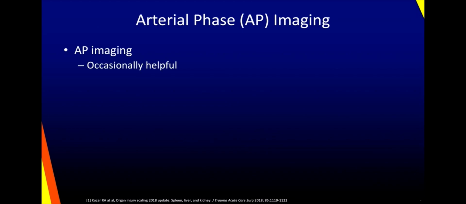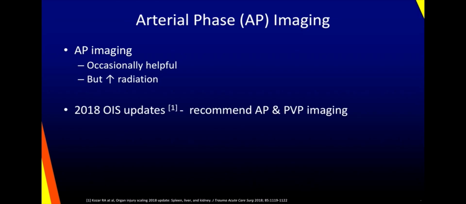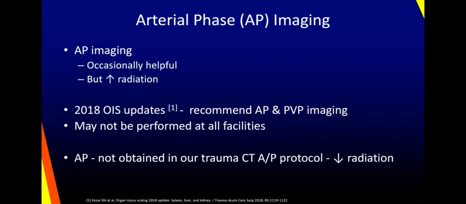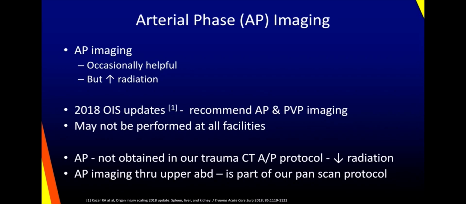Arterial phase imaging is occasionally helpful, but it increases radiation. The 2018 OIS updates recommend both arterial and portovenous phase imaging, but this may not be performed at all facilities. Arterial phase imaging is not obtained in our trauma CT abdomen and pelvis protocol to minimize radiation. However, when we do a pan-scan protocol, we do arterial phase imaging through the chest, which extends through the upper abdomen and does include the kidneys.